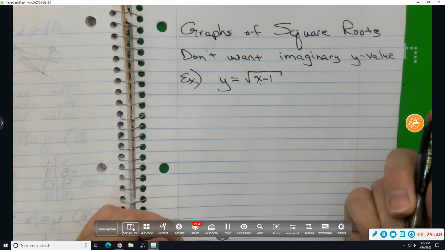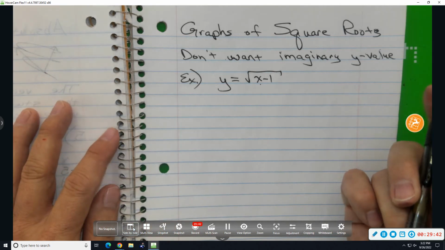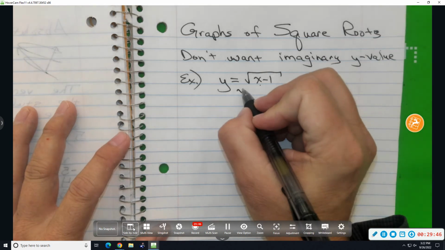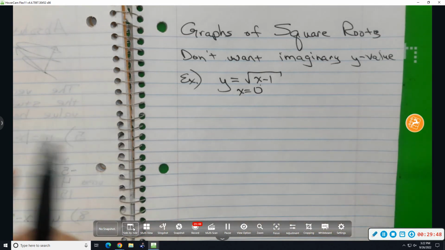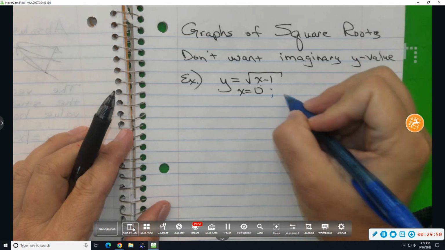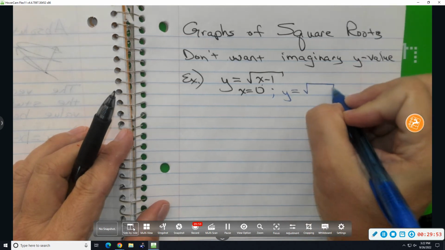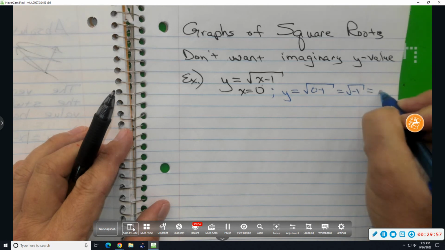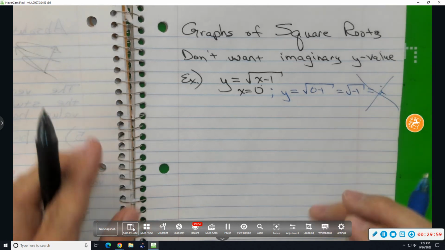You're going to be choosing your own numbers to graph these things. Could I use 0? No, I could not use 0, because if you try to use 0, you're going to get y equals the square root of 0 minus 1. That's the square root of -1, and that is imaginary. No.